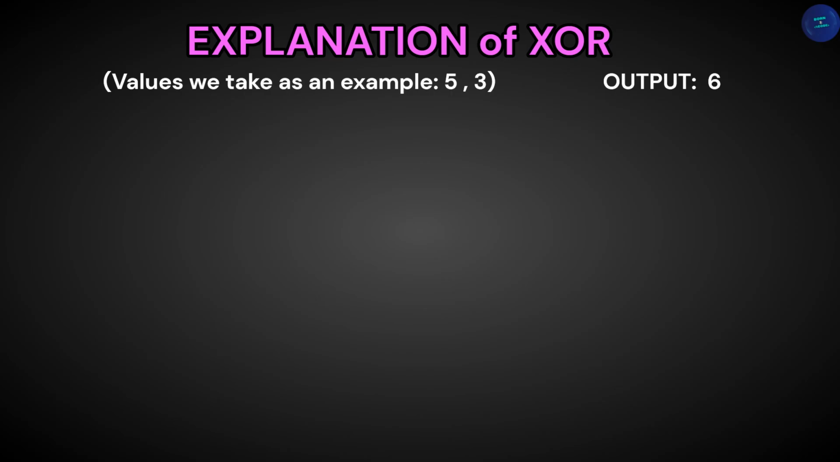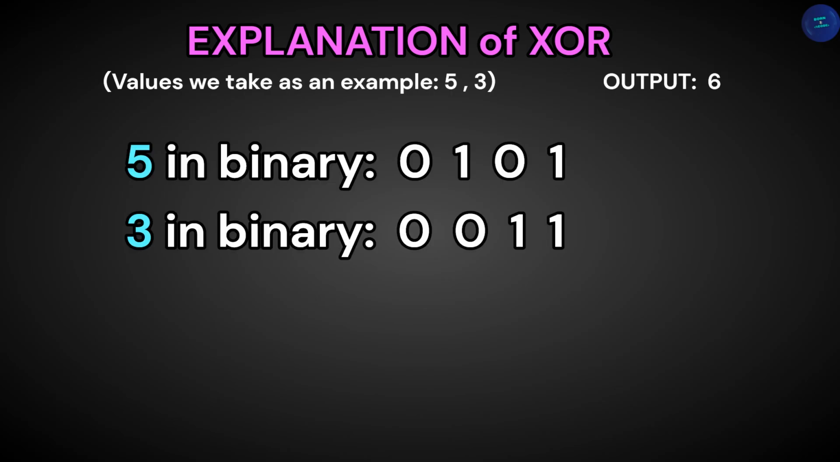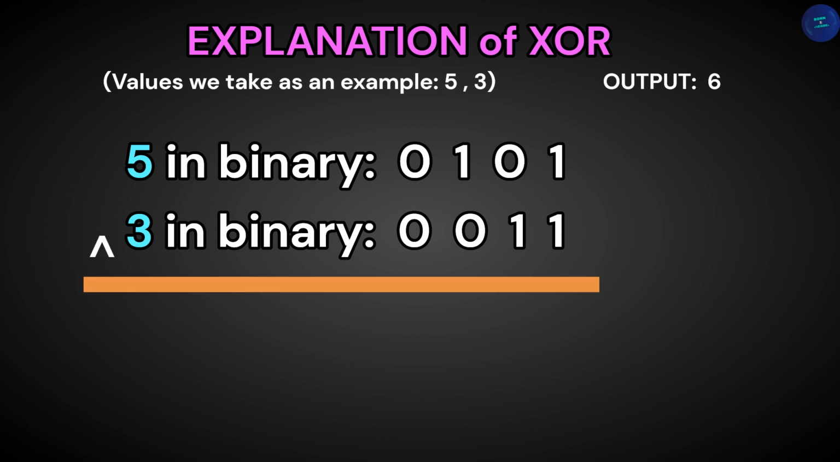Now let's see the procedure behind this output. We have already discussed the binary form of these two numbers. Let's perform the XOR operation. We have already discussed that it returns 0 if the bits are the same. So, 1 and 1 are the same bits, the result will be 0. 0 and 1 are different, the result will be 1. 1 and 0 are also different, the result will be 1. 0 and 0 are the same, so it will return 0.